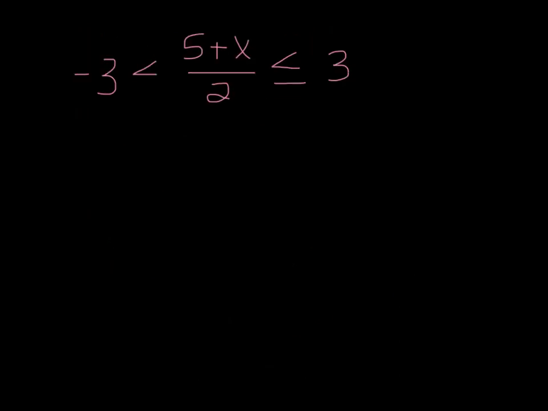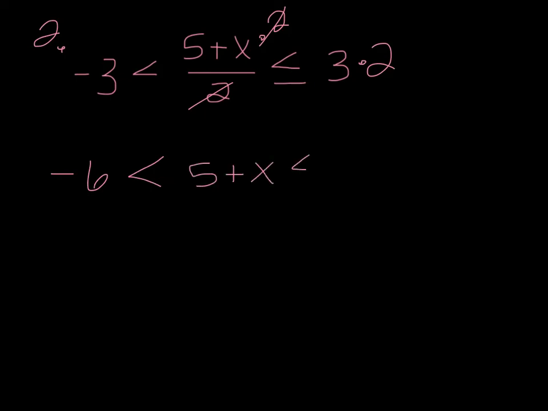All right, here's another one. So like I said, think of this as two separate equations. So think of just this part here. Ignore the less than or equal to 3. So how would I solve the middle here? What do I want to get rid of first, the 5 or the 2? Well, I'd get rid of the 2 by multiplying by 2. That'll cancel that and that out. So I want to multiply by 2 over here and by 2 over here. So that gives me negative 6 less than 5 plus x less than or equal to 6.